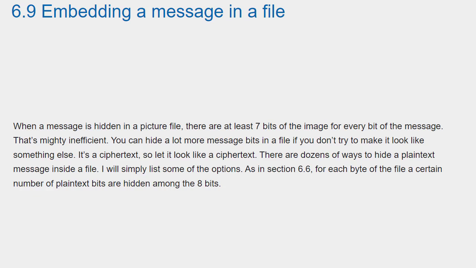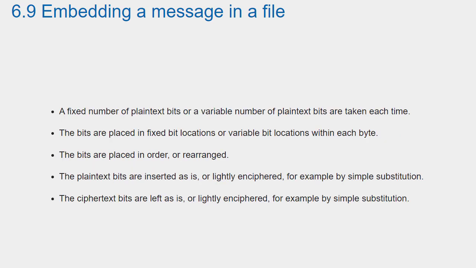There are dozens of ways to hide a plain text message inside a file. I will simply list some of the options. As in section 6.6, for each byte of the file, a certain number of plain text bits are hidden among the 8 bits. A fixed number of plain text bits or a variable number of plain text bits are taken each time. The bits are placed in fixed bit locations or variable bit locations within each byte. The bits are placed in order or rearranged.